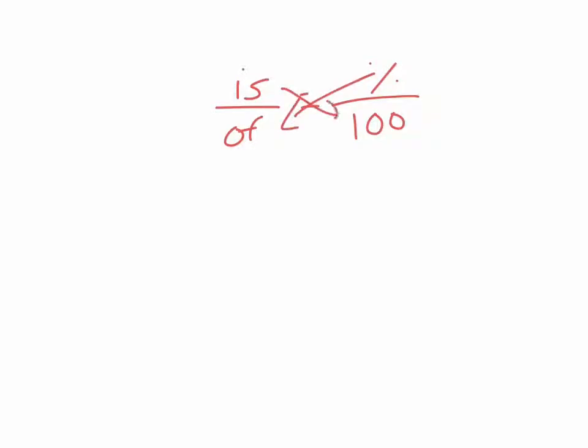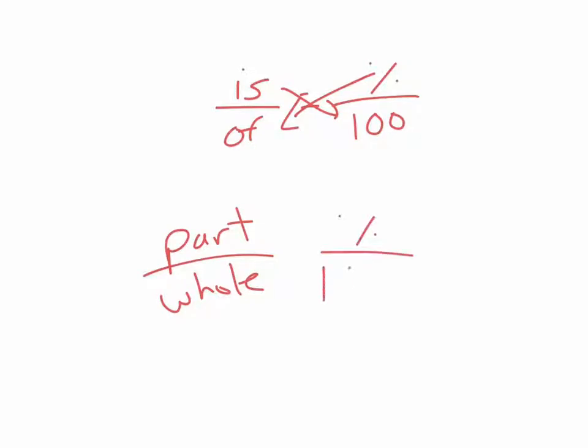First of all, percent always goes over 100. Always, always, always goes over 100, okay? And then we're going to think is over of. So is over of, percent over 100, and then you will do your cross product. Or if it is a word problem, you're going to do part over whole, and then again, percent is always over 100.